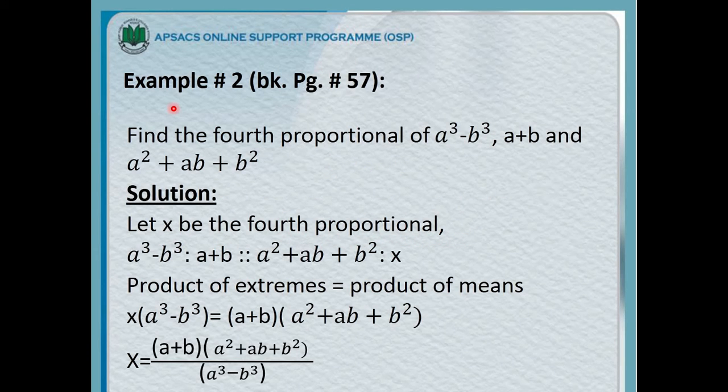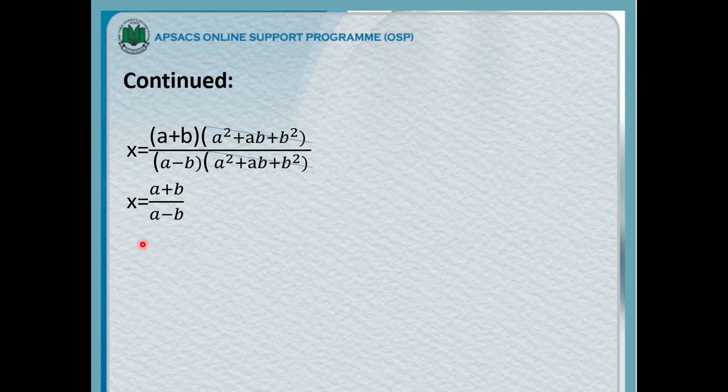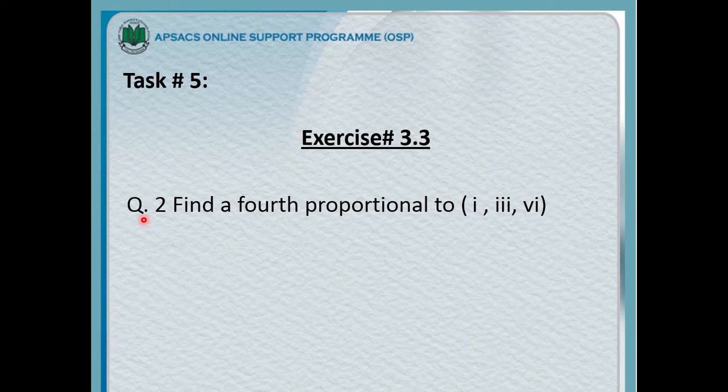Example number 2 on book page number 57. In this example, we have to find the fourth proportional of the given quantities. Let x be the fourth proportional, so we will write all these four quantities in terms of proportion. As the product of extremes is equal to the product of means, we get this relation. By cross multiplying, we get x equals this. Then by simplifying, we get the value of the fourth proportional, that is x equals a plus b upon a minus b.